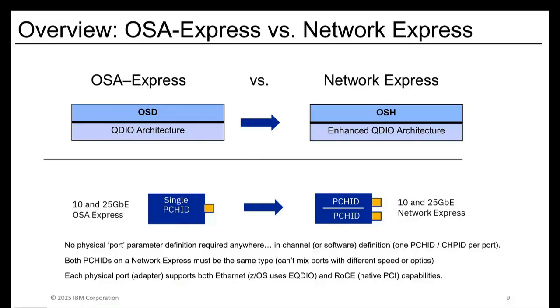You'll no longer configure port numbers anywhere for Network Express, not in the operating system, not in HCD. A PCHID is a single port. That's all you need to know. You don't configure it anywhere. It's always port 1. Both PCHIDs on the Network Express must be the same type. In other words, you can't mix the physical port like an SR and LR. So the ports are the same type on the card itself. And I think that's everything.